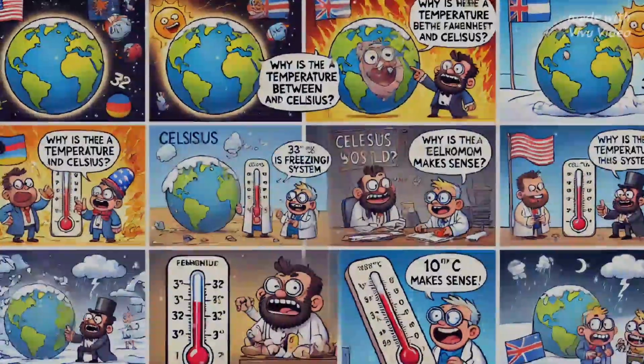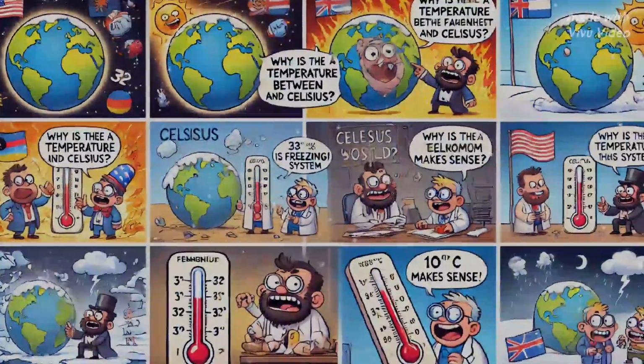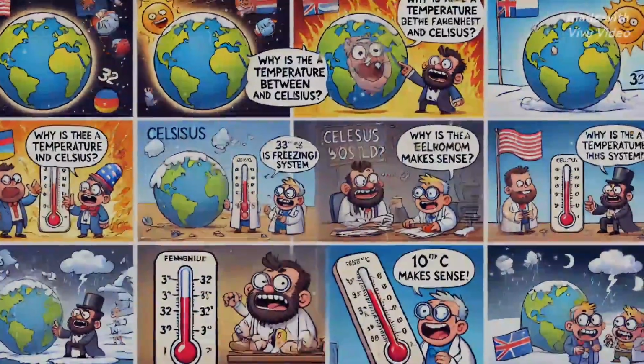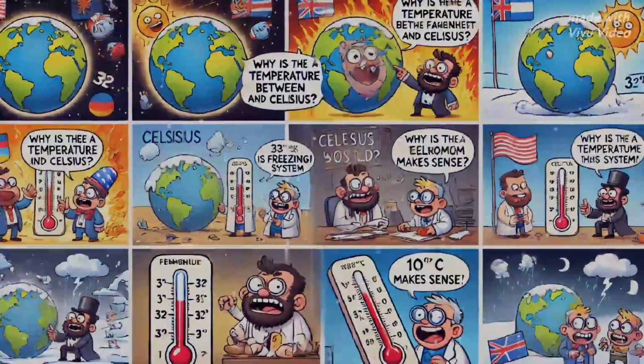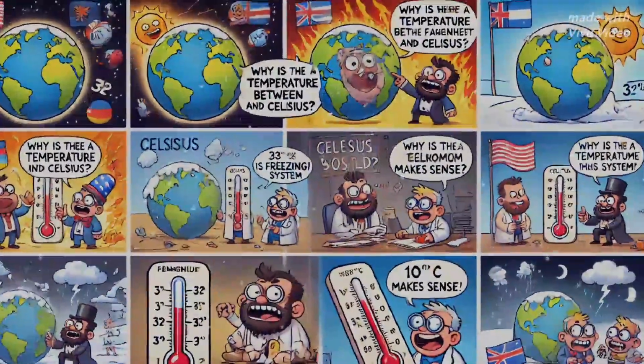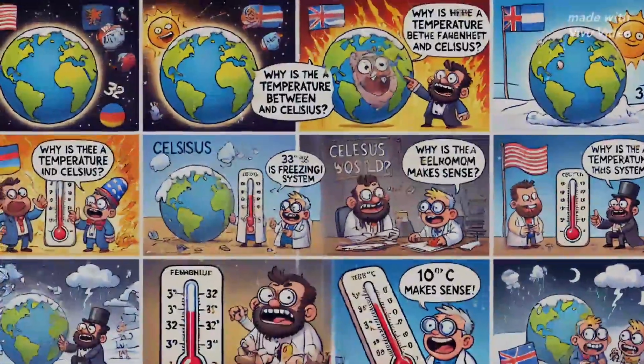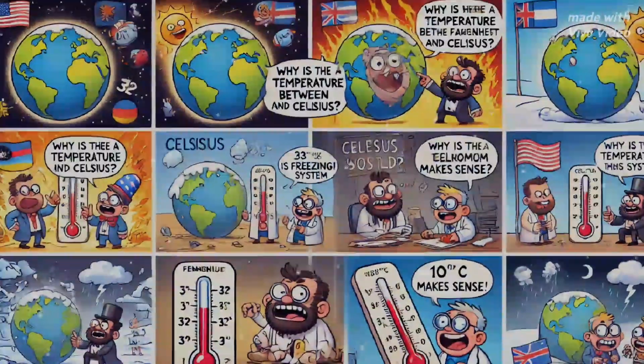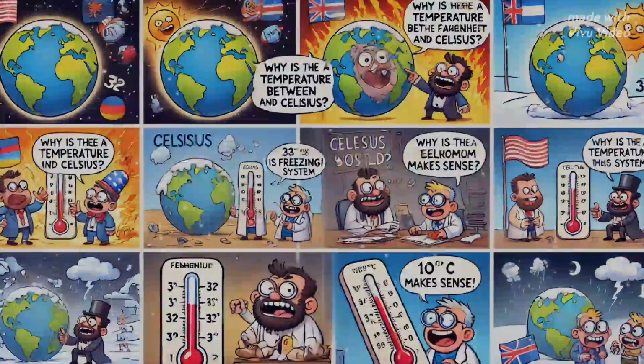That's such a strange split when you think about it. How did we end up with two completely different ways to measure the same thing? Well, it all goes back to the 1700s when two scientists basically started a temperature war without even knowing it.